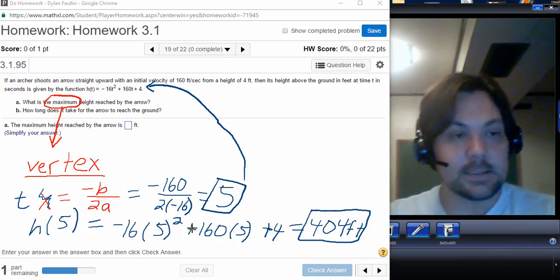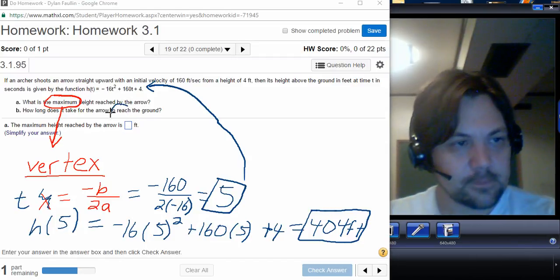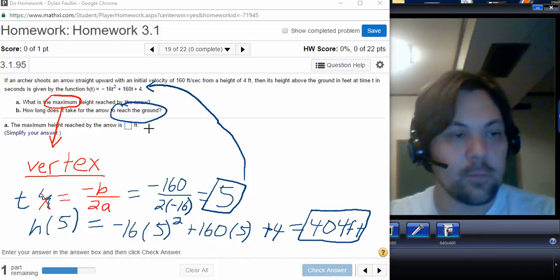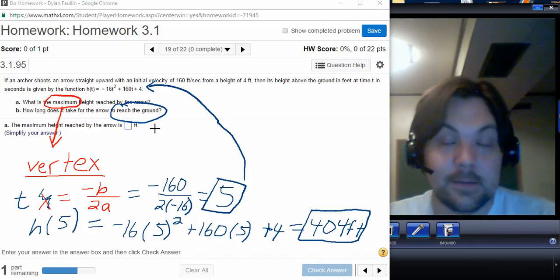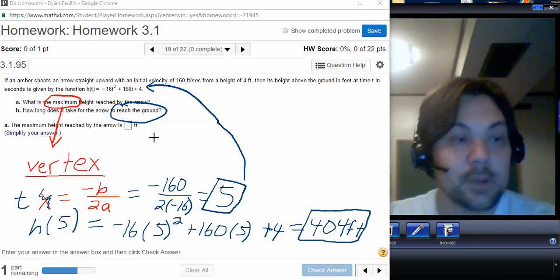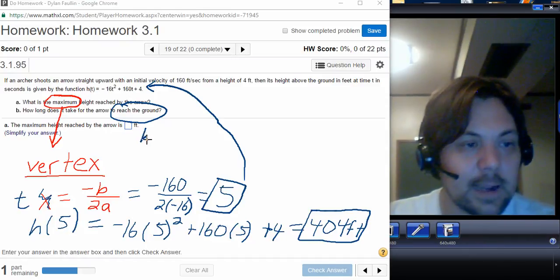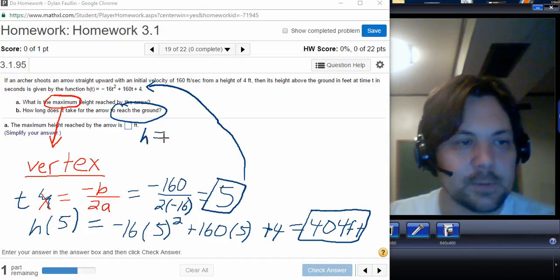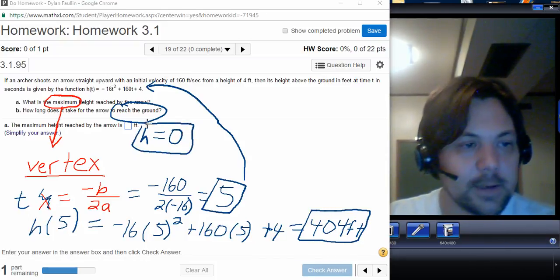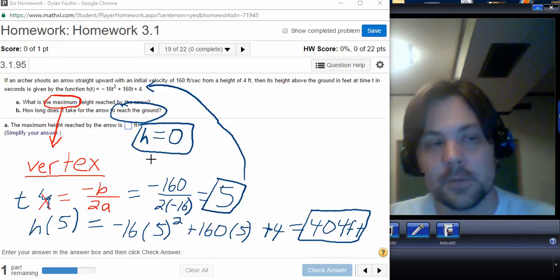Part B is to find how long it takes for the arrow to reach the ground. Well, for the arrow to reach the ground, what you'll have to determine from that piece of information is that at the time it hits the ground, its height will be 0, right? That's what it means for it to hit the ground. The height above the ground must be 0 at that point. And so we want to plug in 0 for h and then solve for t.